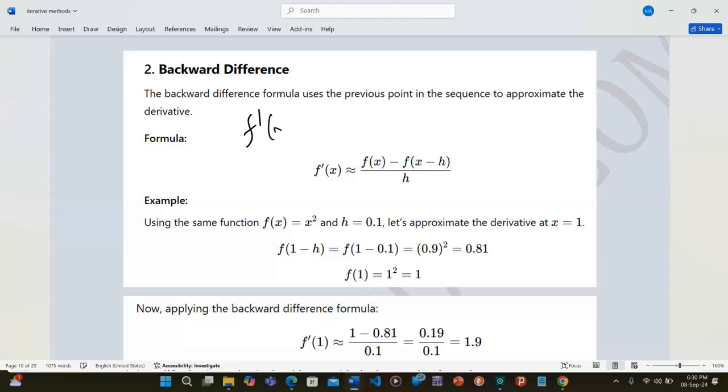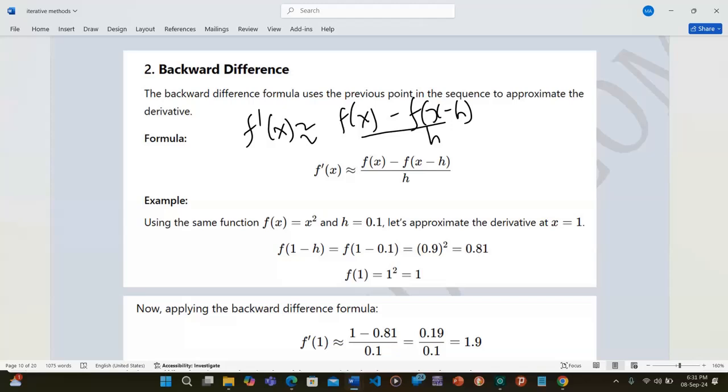So we are saying f prime of x is approximately equal to f of x minus f of x minus h, everything divided by h. So what is x minus h? It will be the value of x minus the step size. So if we use the same example, f of x equals x squared and h equals 0.1, we approximate the derivative at x equals 1. That means we need to look for f of 1 minus h.